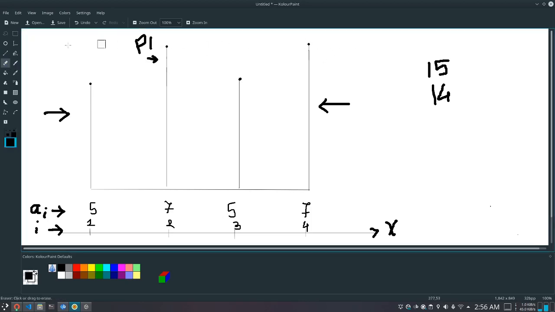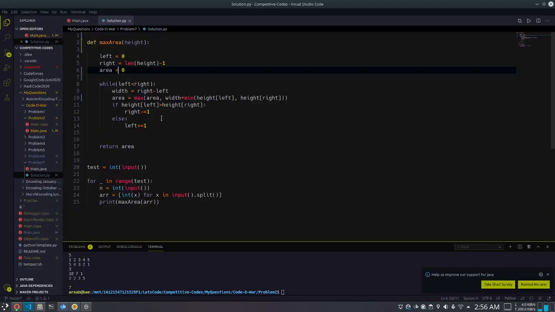Alright, so I'm going to move P2, and P2 will now refer to this line. So we get a rectangle something like this, and this has an area of 5 into 1, which is 5. So we get 3 rectangles. The maximum is this one, 15. So our answer is 15. So let's see how to code this.